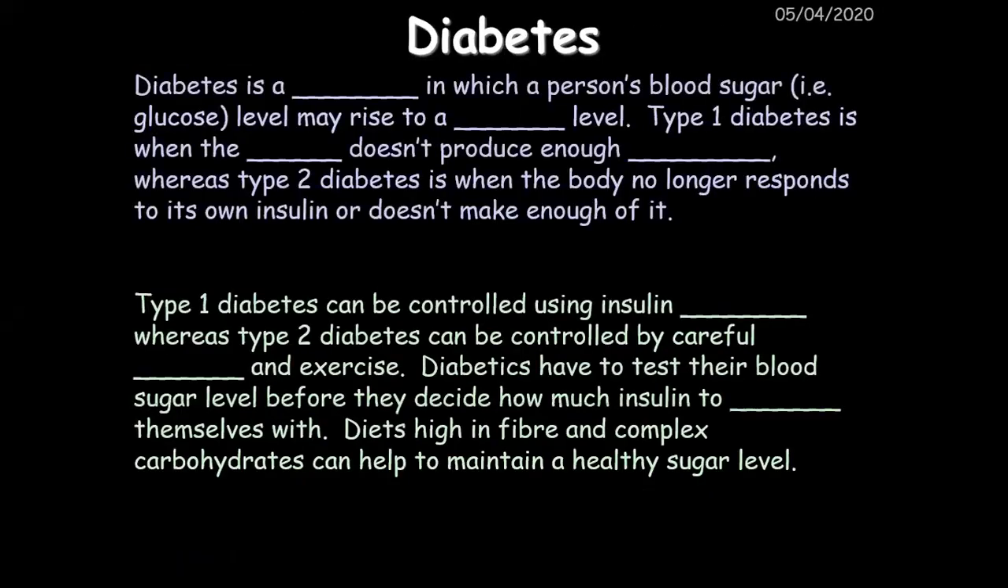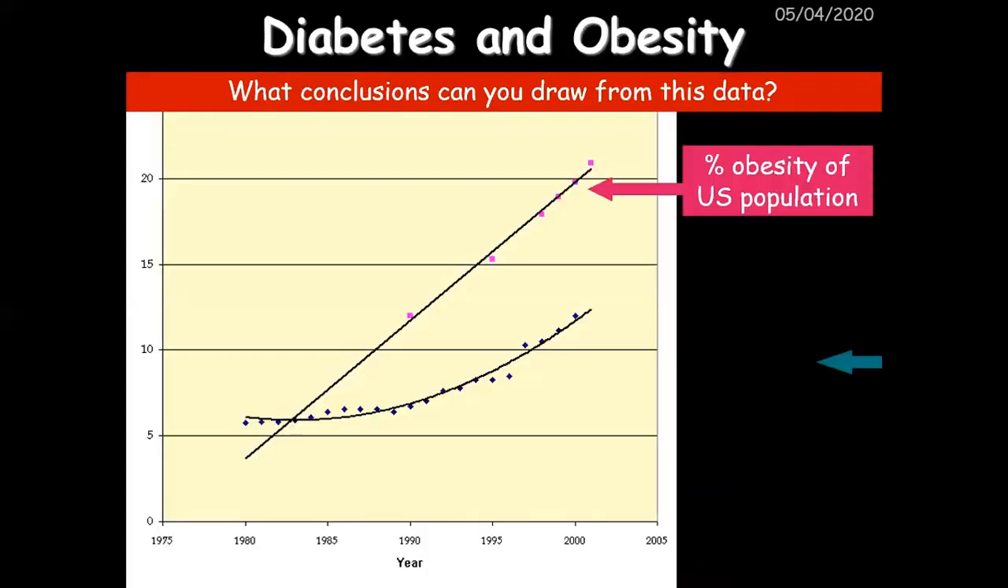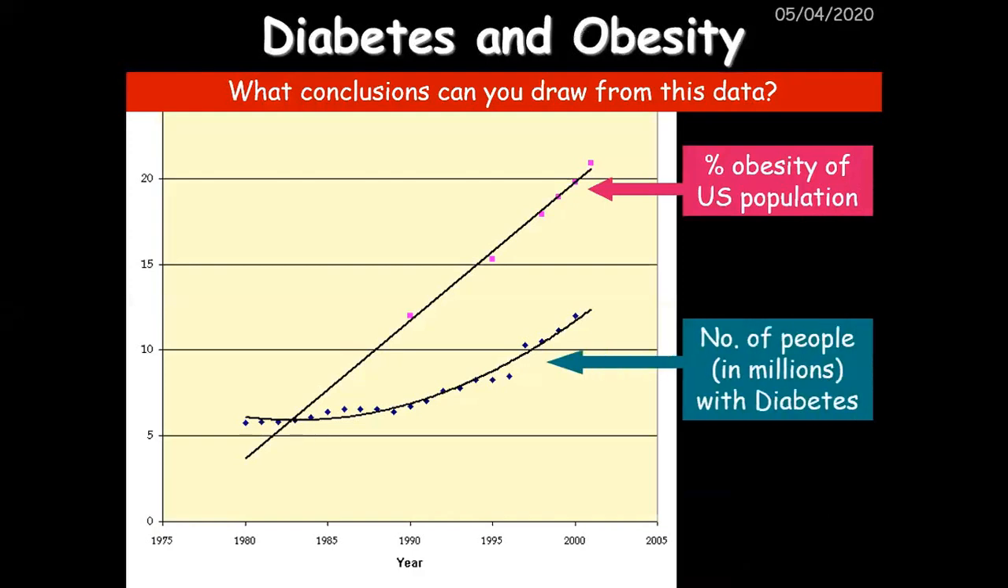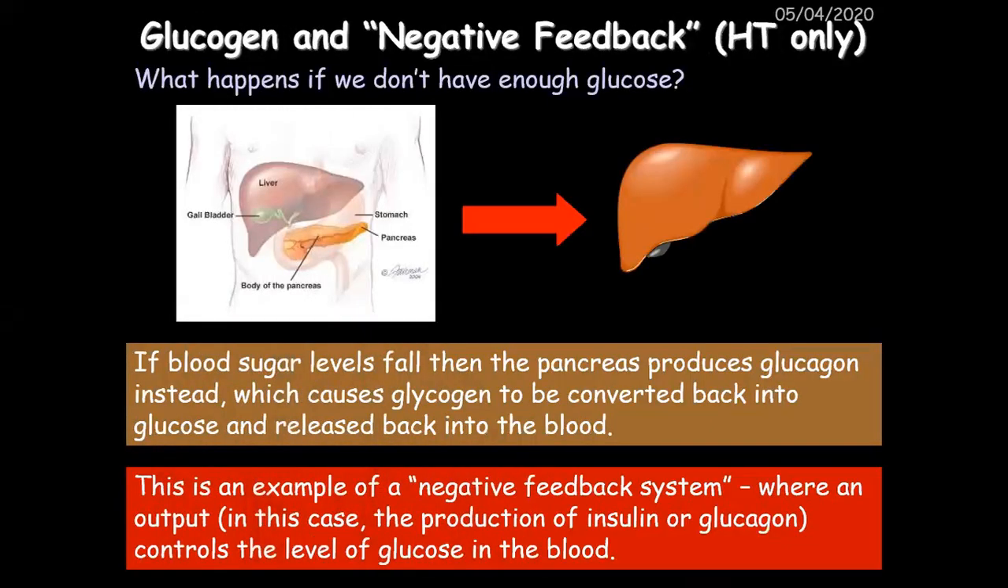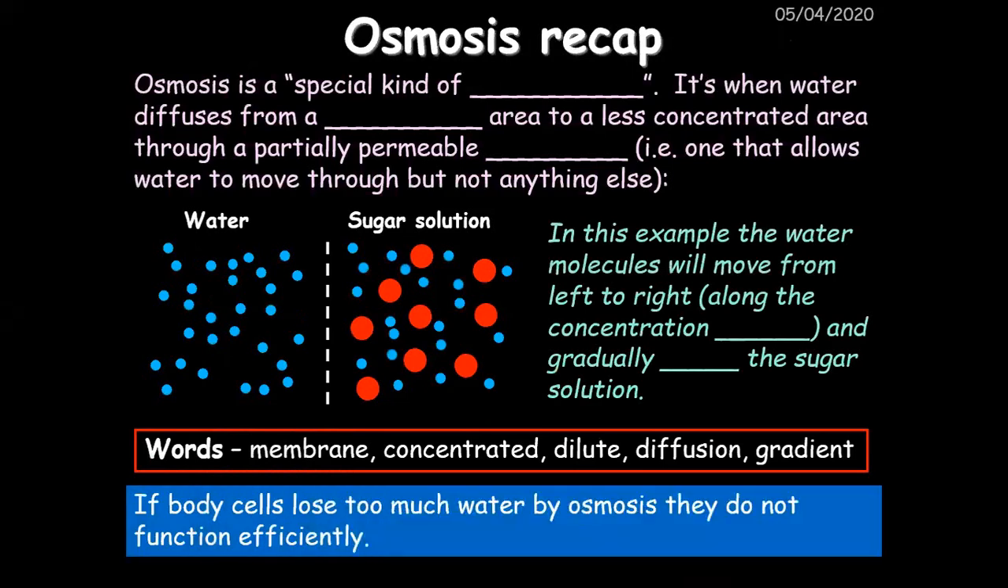Next week, what we're going to be looking at is, we're going to recap diabetes. We're going to fill in the blanks on it, because you should remember what we learned this week. We're going to answer Ajah's question, which is diabetes and obesity, and how they're linked together. And we're going to look at glucagon, another thing Ajah mentioned. A little bit of osmosis.